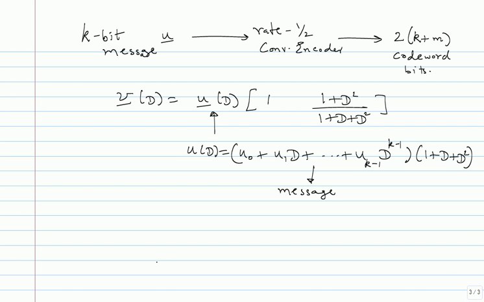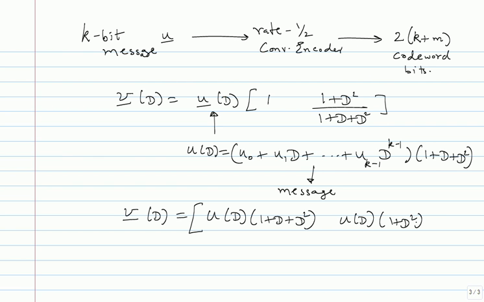So what will happen if I set u of d to be this? V of d will be what? U of d times 1 plus d squared, and then what will be the next thing? U of d times 1 plus d squared. What is this encoding? Exactly the same as the feed forward case.